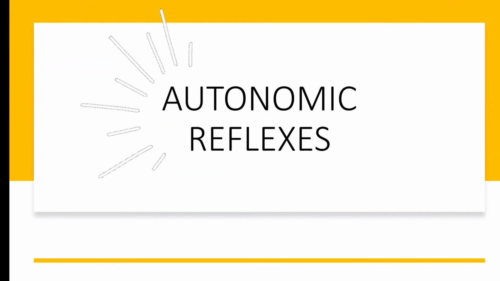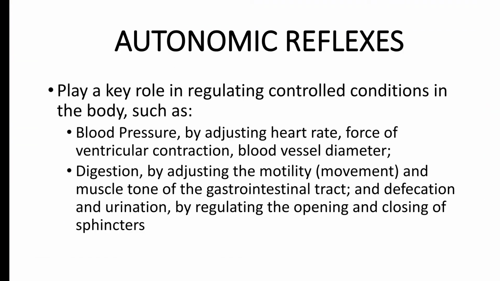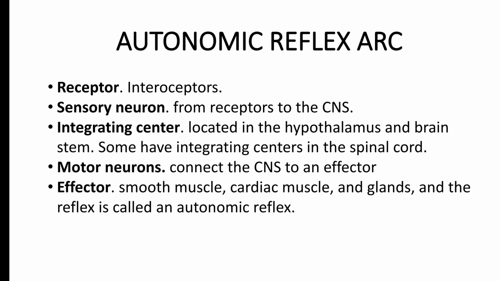Now let's proceed to autonomic reflexes. Autonomic reflexes are important in sensing internal stimuli as well as adjusting accordingly, automatically without you having to be conscious of it. Things like blood pressure and digestion are examples. The components of an autonomic reflex arc are a receptor, being an interoceptor, a sensory neuron, an integrating center which usually is in the hypothalamus, a motor neuron, and an effector organ. Effector organs of the ANS reflex are usually smooth muscle and glands, as well as cardiac muscle.